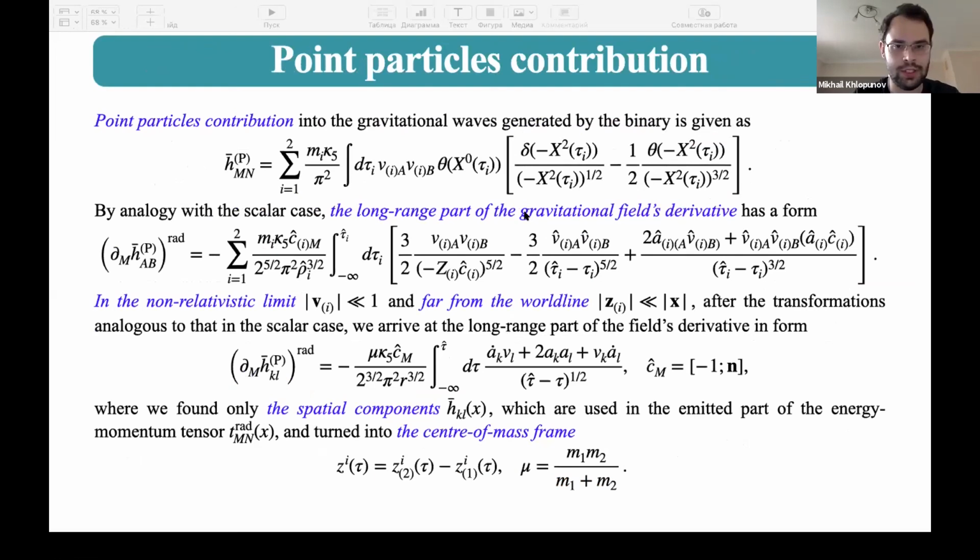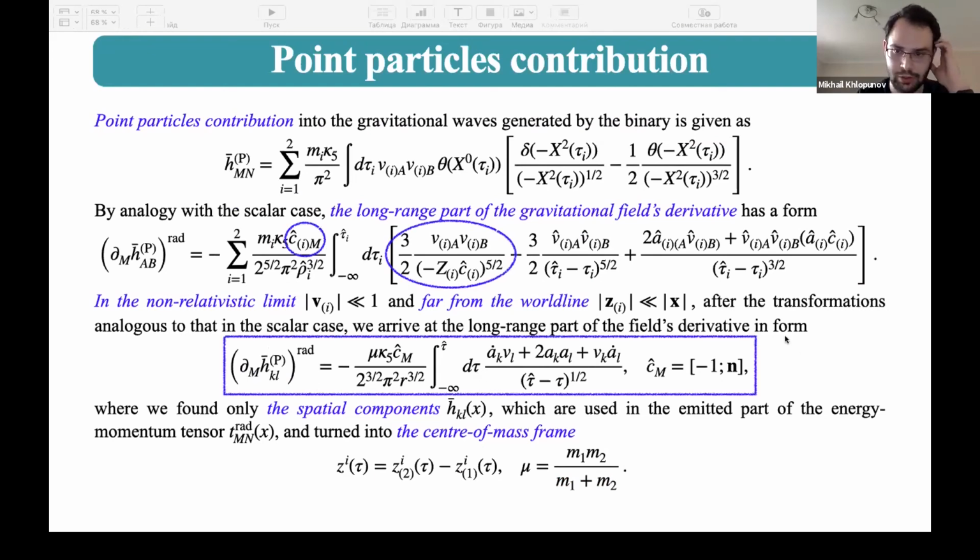Then, in accordance with the scalar case, we can find in the non-relativistic limit the emitted part of the gravitational field produced by the point particles. It's given in square, and we calculated it in the center of mass frame.